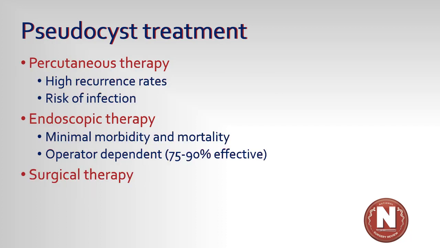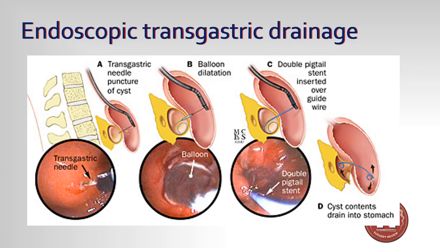There's different ways to treat these. There's percutaneous therapy. High recurrence rates, because oftentimes there's still going to be kind of a persistent leak, and you stick a drain in there, or you just aspirate it, and then the pseudocyst just fills right back up. And there's a risk of infection. There's a risk of a pancreatic cutaneous fistula, which is a nightmare to manage. There's endoscopic therapy. This is first-line therapy nowadays. Minimal morbidity and mortality. It's a little operator dependent, but in skilled hands, excellent results, very effective, 90% plus. And then there's surgical therapy if endoscopic therapy is not feasible or fails. So what does endoscopic transgastric drainage look like?